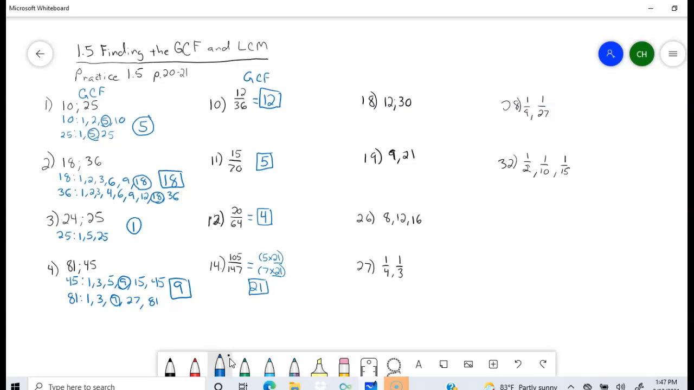All right, number 18 through 26, we are looking for the least common multiple of the groups of numbers. So 12 is going to be 12, 24, 36, 48, 60. All right, 30 is going to be 30, 60. So there is our smallest one they both go into.